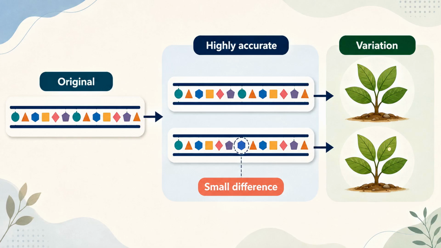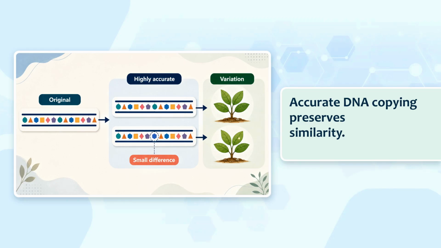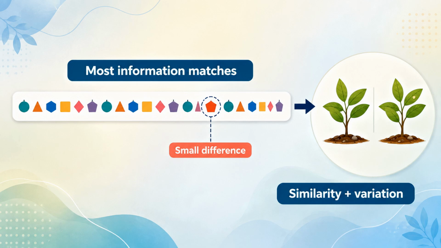Most copied DNA information matches the original, but a small difference can still appear. Biochemical DNA copying is highly accurate, not perfectly exact, allowing strong similarity and variation together. The pattern is mostly matching, not perfectly matching. Accurate DNA copying preserves similarity. A small copying difference can still introduce variation. Most DNA information is preserved, so the basic body design remains strongly similar.